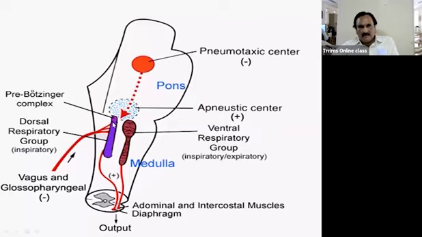The apneustic center will result in the stimulation of the dorsal respiratory group, that is the inspiratory center. And this in turn results in the afferents coming from the vagus getting stimulated, and then efferents going to the abdominal and intercostal muscles. Vagus, dorsal respiratory group, coming out to the abdominal nerve innervation.